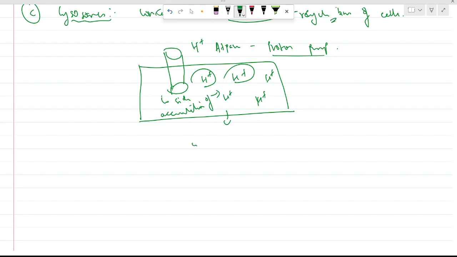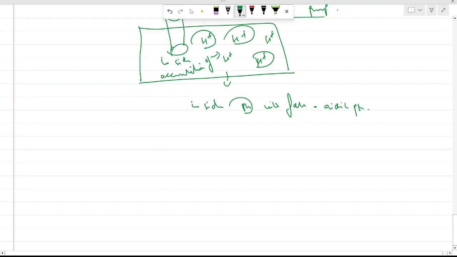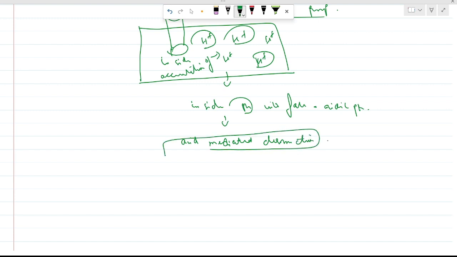So the inside pH will fall as H plus ions are accumulated more and more inside, which means it will be an acidic pH. This is called acid mediated destruction.